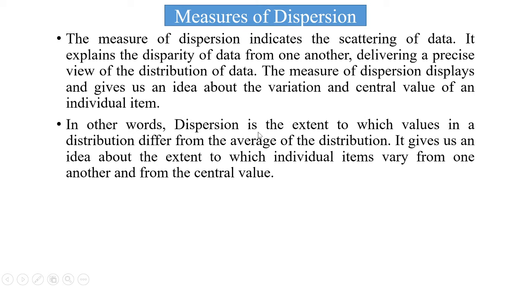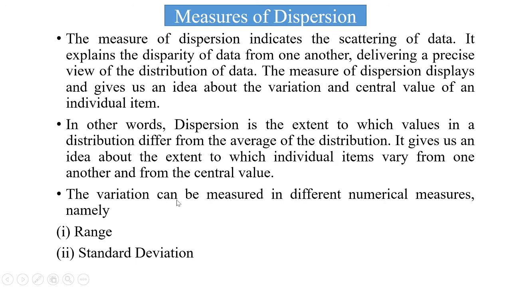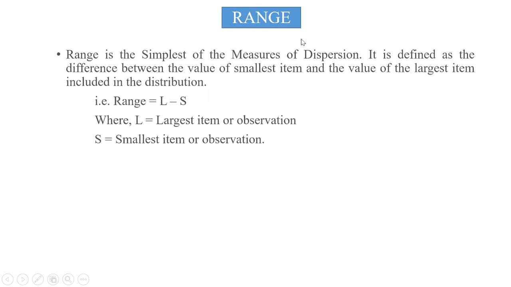In other words, dispersion is the extent to which values in a distribution differ from the average of the distribution. It gives us an idea about the extent to which individual atoms vary from one another and from the central value. The variation can be measured in different numerical measures, namely number 1 range and number 2 standard deviation. First, we have to see range.